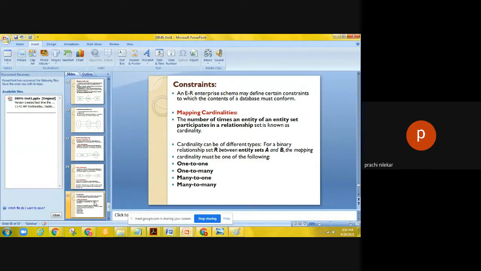Just now we saw the concept of the degree. Now move to the next important concept, that is the constraint. Constraints are nothing but the rules and regulations which we are applying on the entity sets. Okay. An ER enterprise schema may define certain constraints to which the content of the database must conform.